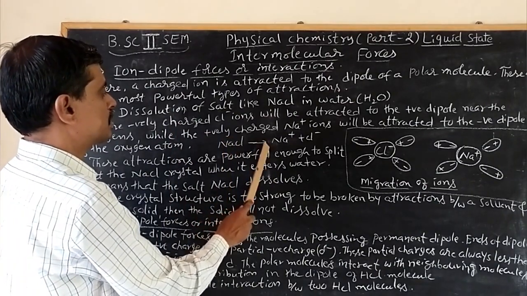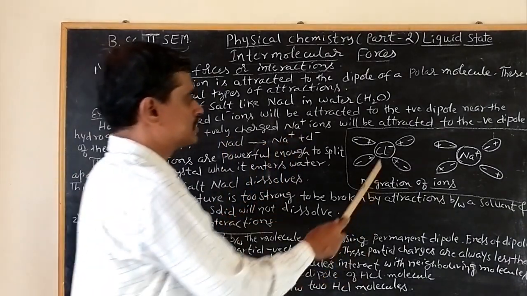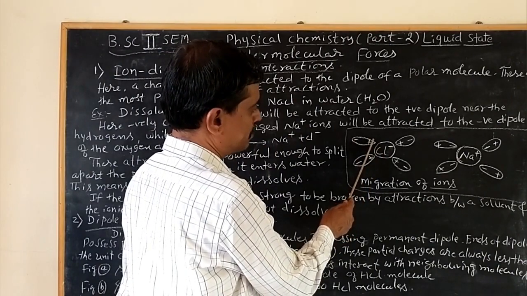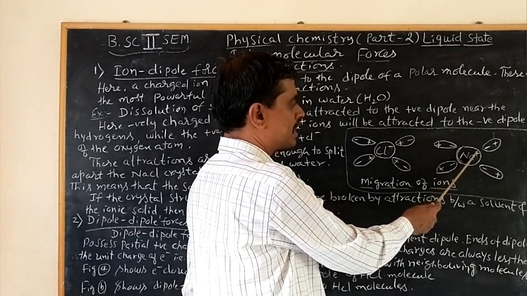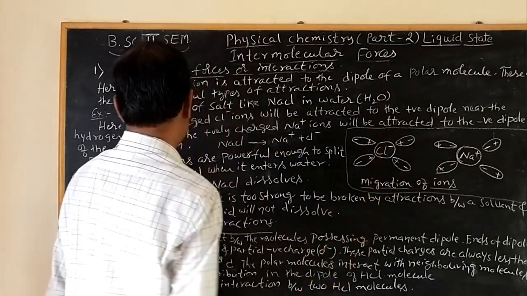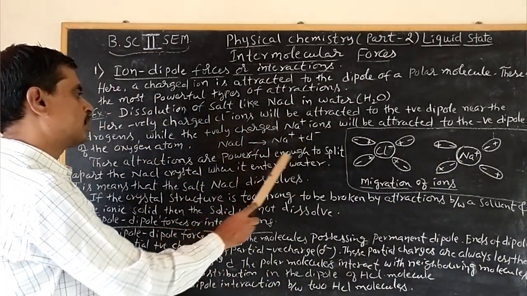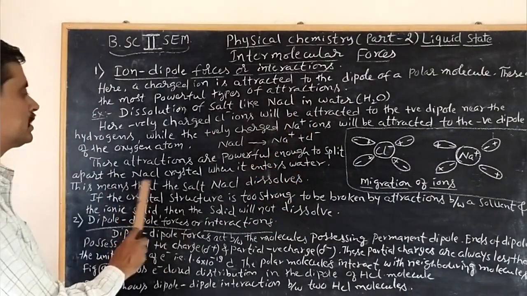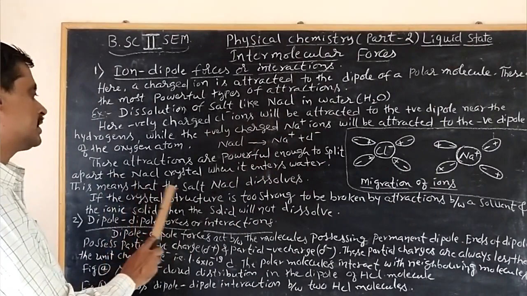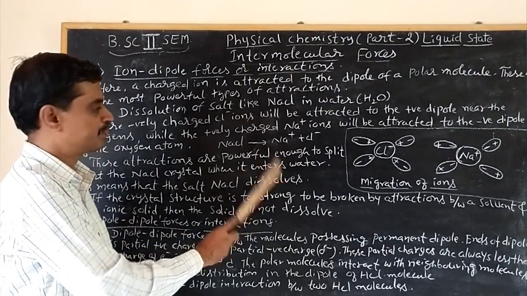That is NaCl gives rise to Na+ plus Cl-. Cl- in this case is attracted by the positive end of this dipole. Na+ ion is attracted by the negative end of the dipole. This is called migration of ions. These attractions are powerful enough to split apart the NaCl crystal when it enters water. This means that the salt NaCl dissolves.